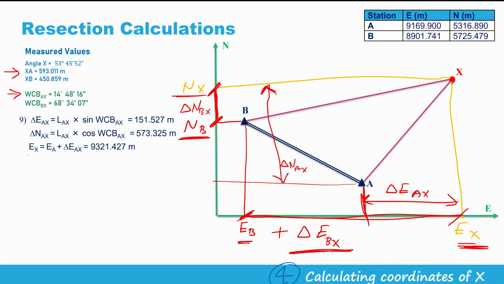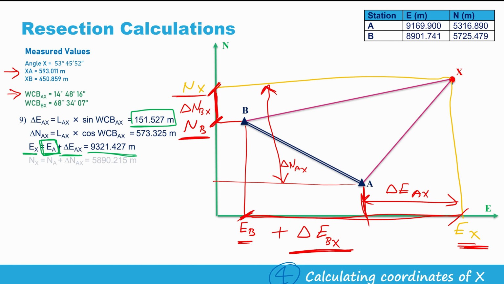So now easting of X is easting of A plus delta E between A and X. Delta E between A and X is being calculated here. And the coordinates of A and B, as you know, are being given in the table. In the beginning of this session, you have the table for coordinates of A and B. You will need it now. So if you have easting of A plus the delta E between A and X, you will have the answer 9,321.427. This is easting of X from station A.